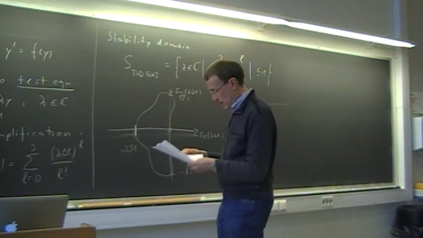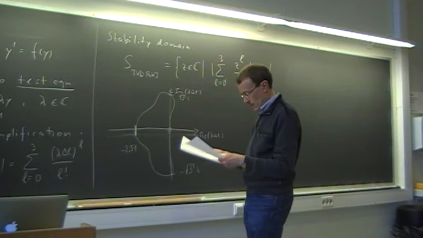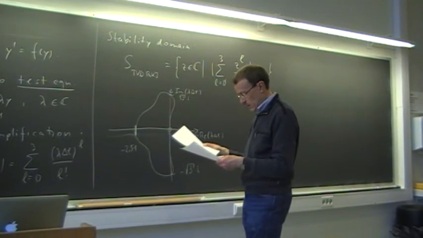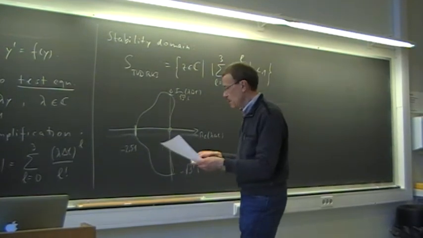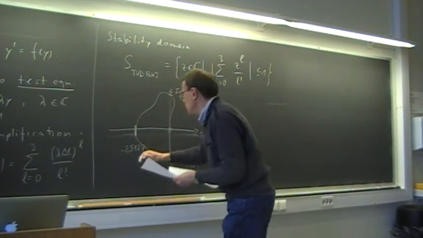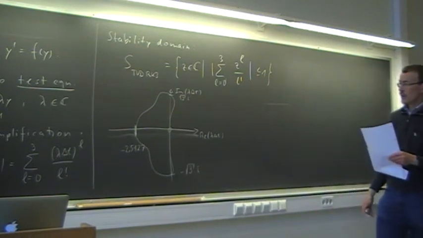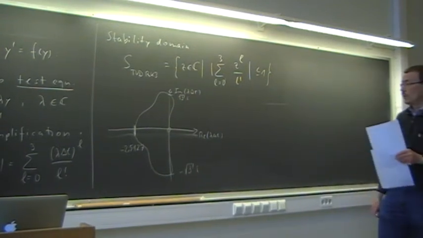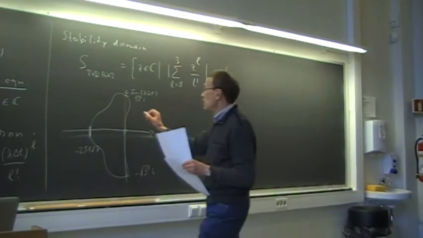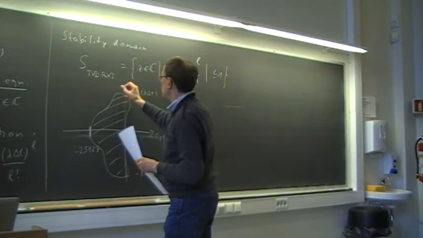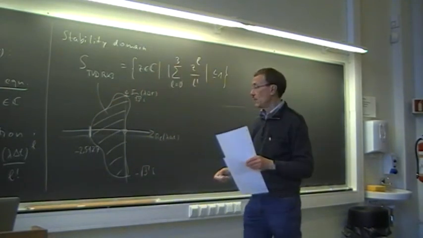And this bound here is minus 2.51. It's not important, all the digits, but I have them. So let's see, where do I have it? There it is. 2.51. There are still more digits, but it's a little bit lower than minus 2.5. So in this stability domain, that is then this here.